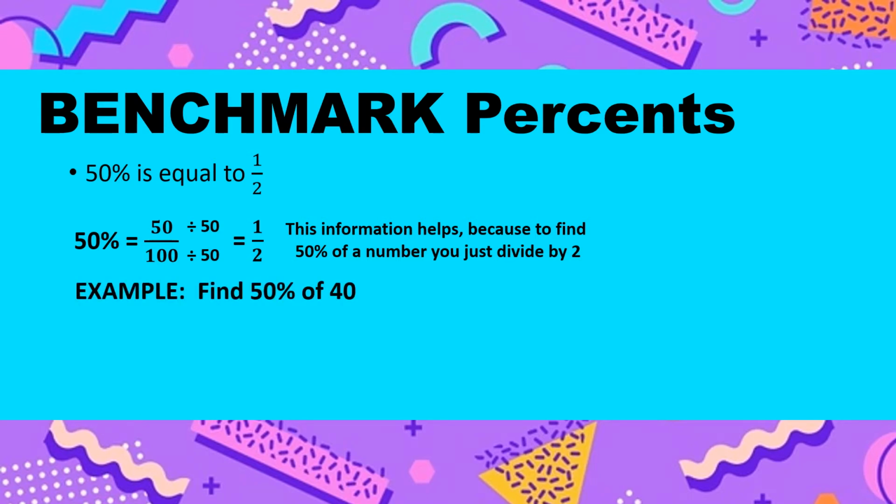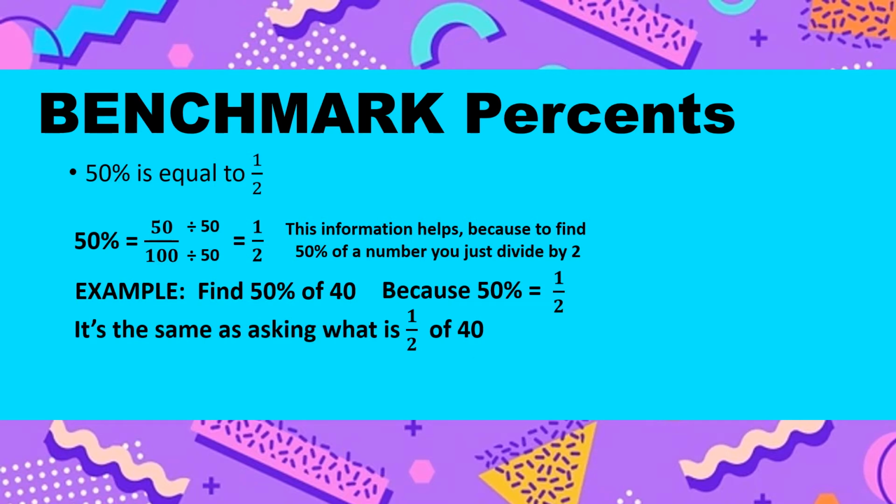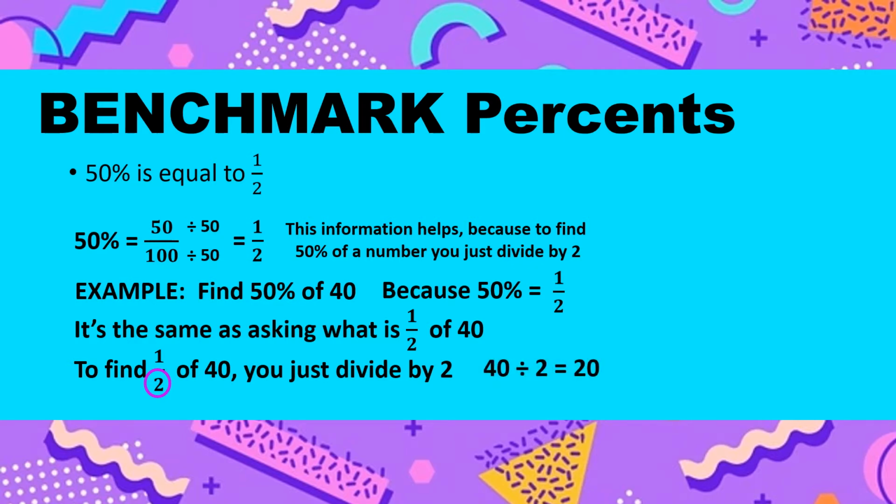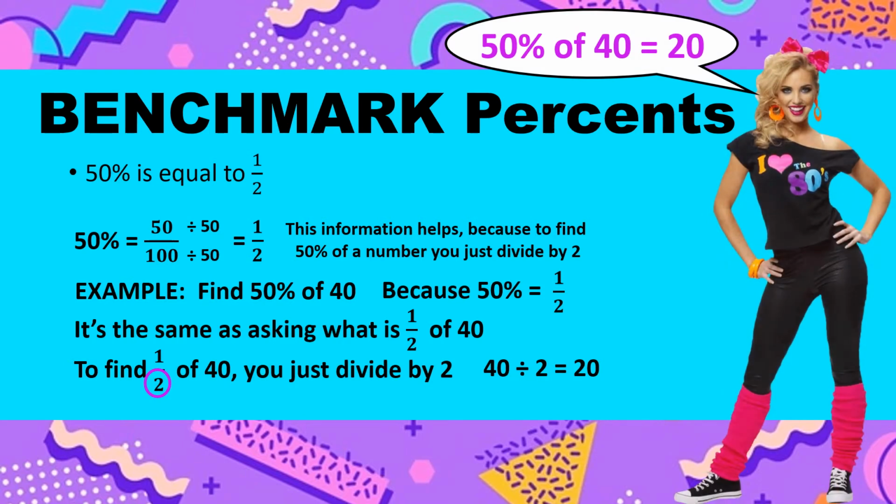So here's our example. If I asked you to find 50% of 40, since 50% is equal to 1/2, all you need to do is find half of 40. To find half of 40, you just divide by 2. Because 2 is in the denominator, that's what we're dividing by. 40 divided by 2 equals 20. So 50% of 40 equals 20.